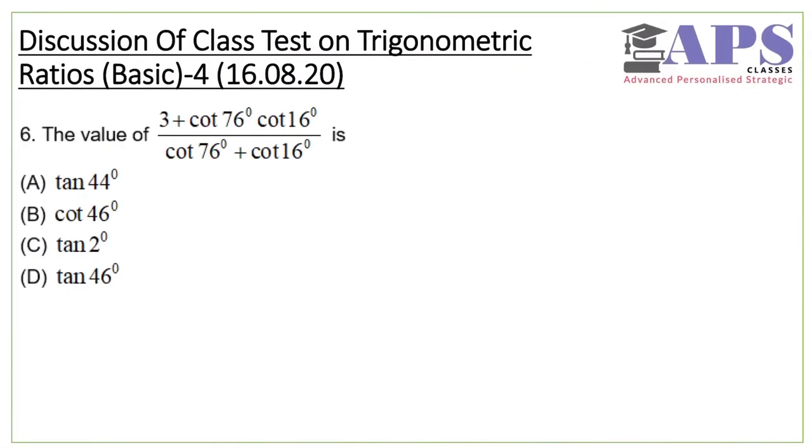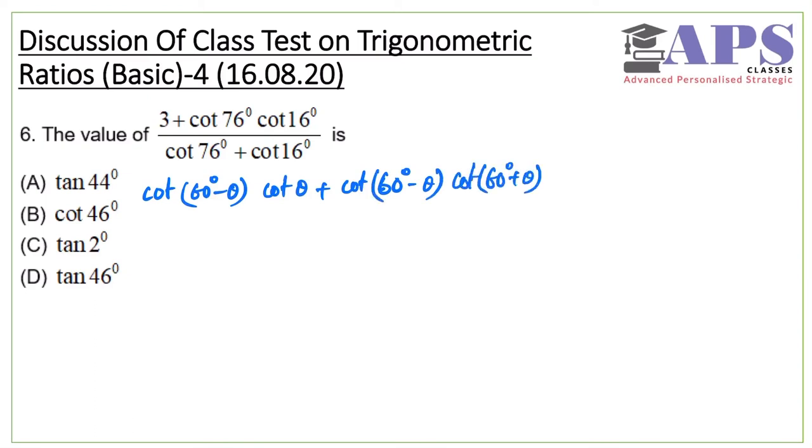This question number 6 can be solved by writing all cot terms in terms of cos by sin and simplifying it, or it can be solved by a result directly, which is cot(60 degree minus theta) into cot theta plus cot(60 degree minus theta) into cot(60 degree plus theta) equal to 3 plus cot(60 degree plus theta) into cot theta. This is one of the results.